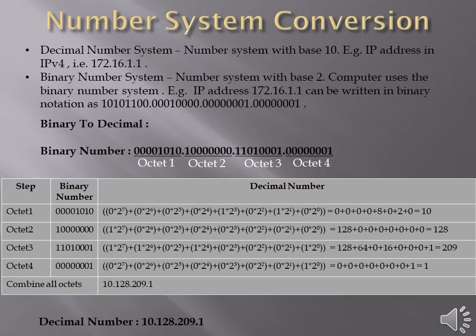So all would give us 0, only the last bit will give us 1. So output of this octet for formula would be 1. And finally in the last step we will combine the result of all octets, that is the result of octet 1 is 10, octet 2 is 128, octet 3 is 209, octet 4 is 1. So output would be 10.128.209.1. So in the decimal number, we'll write it as.